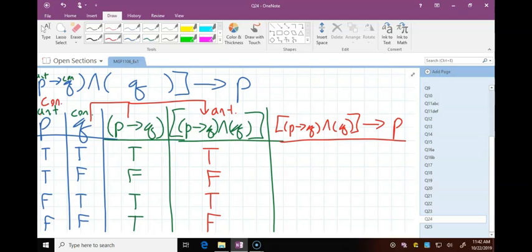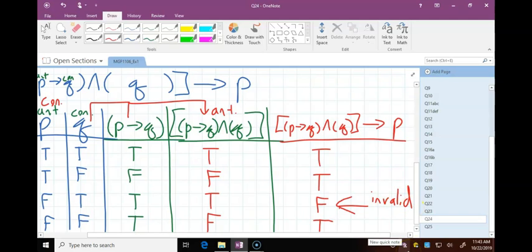So, it goes from true to true, so that's true. It goes from false to true, so that's true. It goes from true to false. Right there is where you can stop, because this will be an invalid argument because we just got a false. But if you do look at the last statement, false to false is true. So because of this guy right here, that's what makes it invalid, because it's not a tautology.